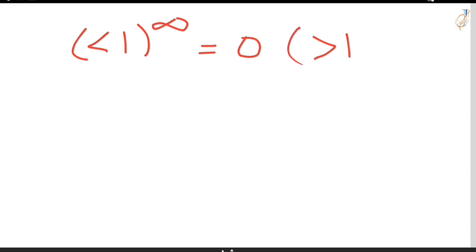So we conclude that if the number is less than 1 raised to the power of infinity, the result would be 0. If greater than 1 raised to the power of infinity, the result would be infinity. Now let's take our original expression.